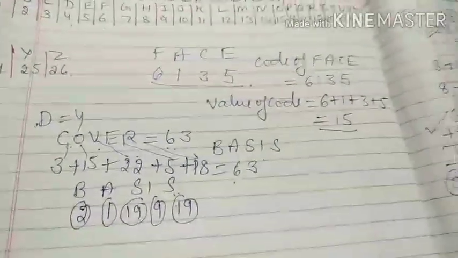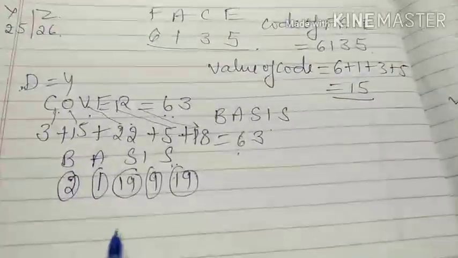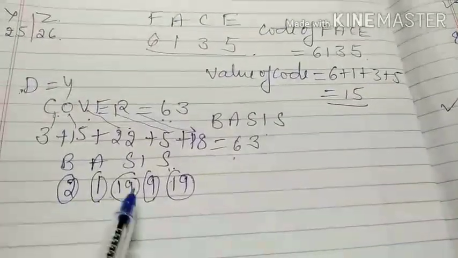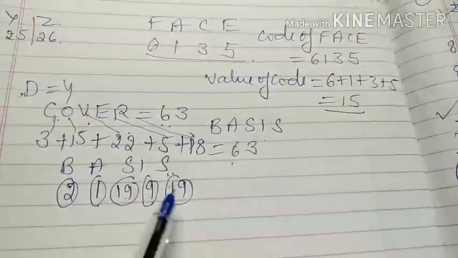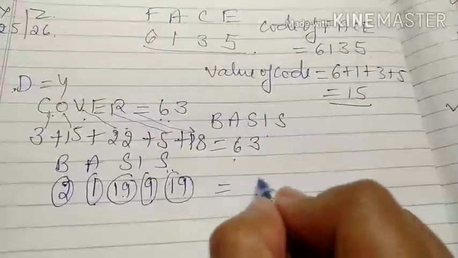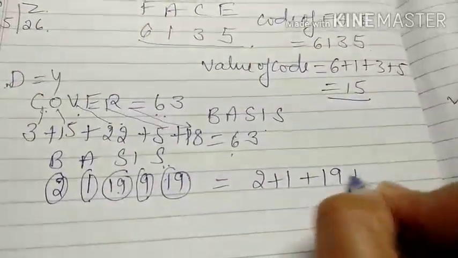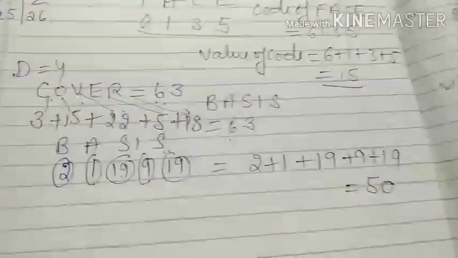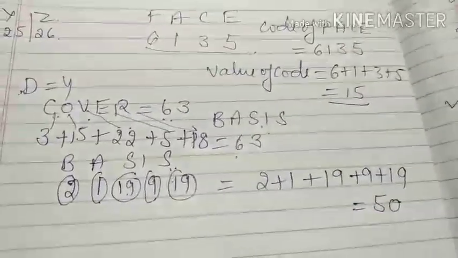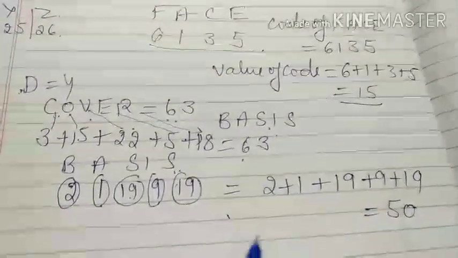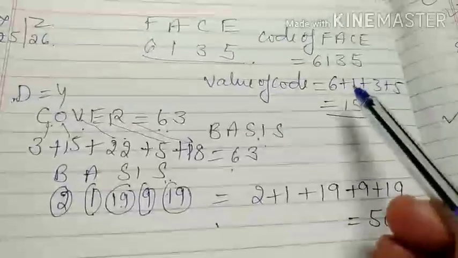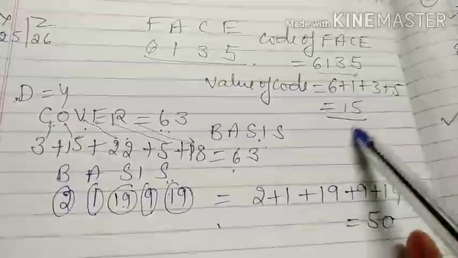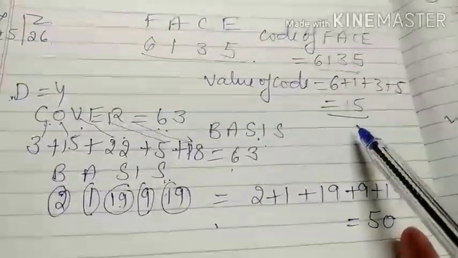Now the next step is you have to add all these codes: 2 plus 1 is 3, plus 19 is 22, plus 9 is 31, plus 3 is 34. So that is the value of this word. If you are only asked for the code, you just go with the code, and if asked for the value of the code, then you have to add all the numbers of the code.